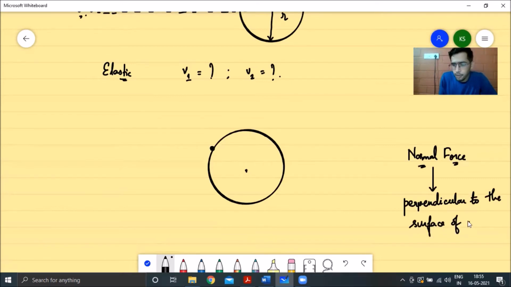In this case, if I have to draw a free body diagram for both the particles, depicting where the normal force is acting, what is your surface of contact when your particle is colliding with the sphere? We would say that the tangent is the surface of contact over here. The normal force should act perpendicular to the surface of contact. So the first important point in this problem is that the force exerted by this particle on the sphere would be acting along the radial direction.